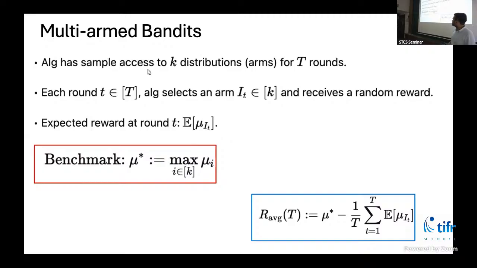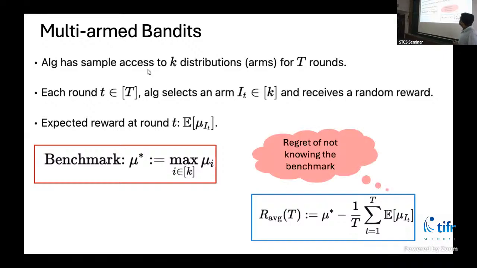And why is it called regret? Because we do not know the benchmark mu star in advance. This is the regret of not knowing the benchmark mu star in advance, and the price that we are going to pay for not knowing mu star is this quantity. Just to be clear, it's not just that you don't know mu star, you don't know which arm gives you mu star.